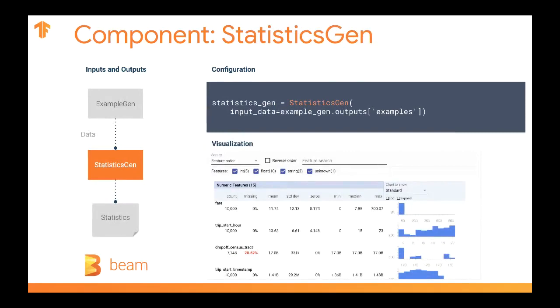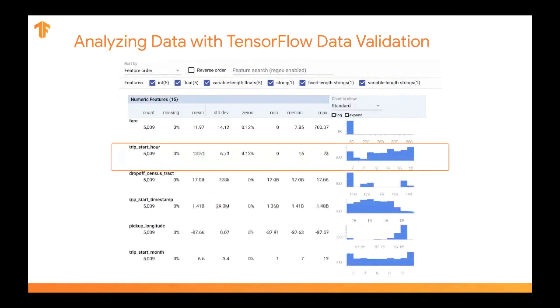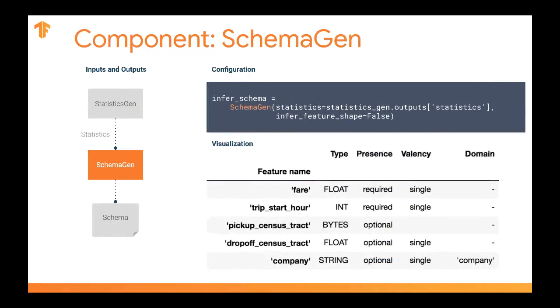The next component is StatisticsGen, which calculates statistics across your data set. So in this part of the ML development process, we're trying to understand our data. We have some visualizations to help us do that. So for example, we can look at a histogram of a particular feature, look for missing values for that feature, and so forth.